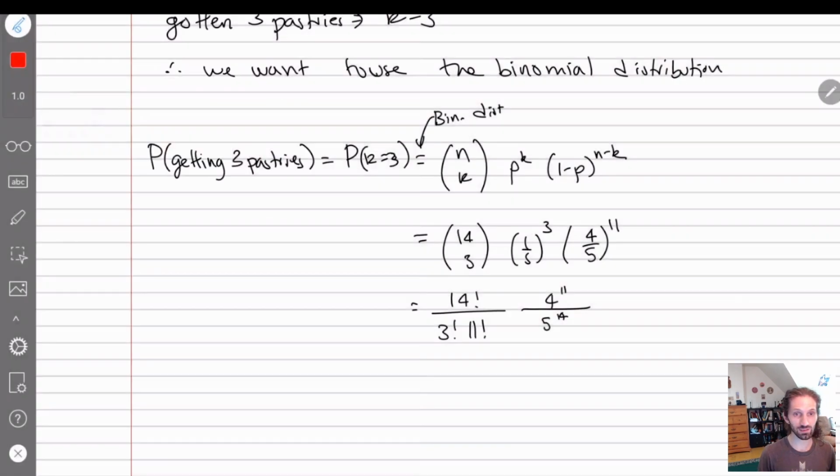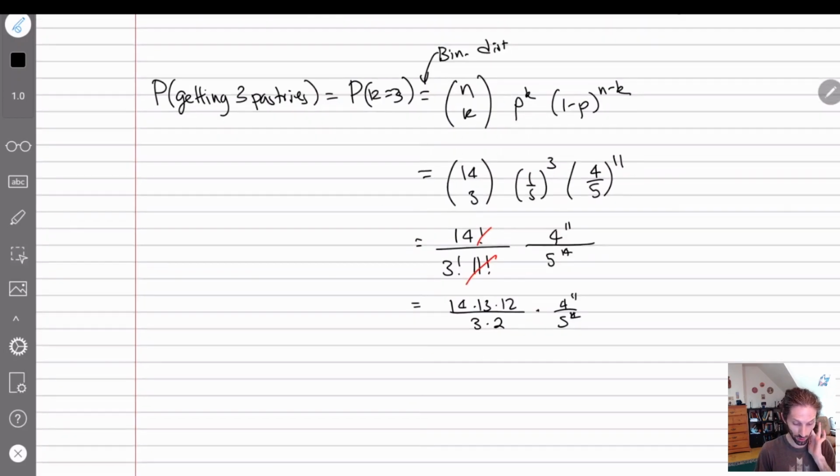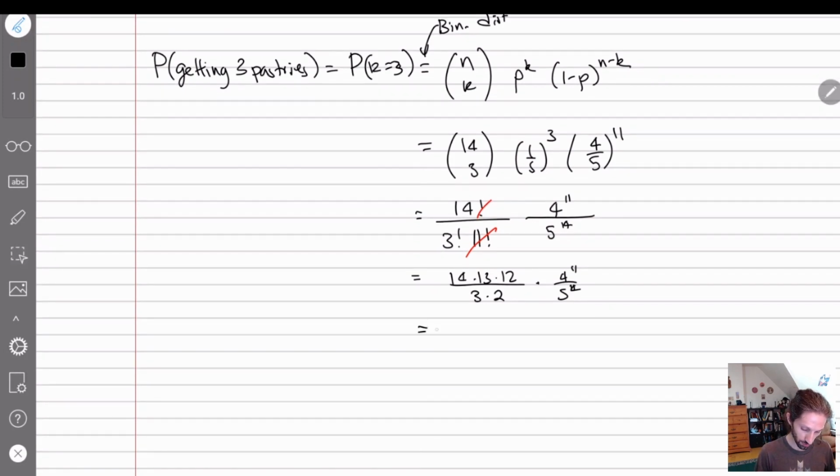I can quickly cancel some of these things here, right? These go away, and I'm left with 14 times 13 times 12 over 3 times 2, times 4 to the 11 over 5 to the 14. At this point, you're probably going to want to use a calculator. You can also use a calculator earlier for 14 choose 3. That's okay. And then we end up with 364 for this first part.